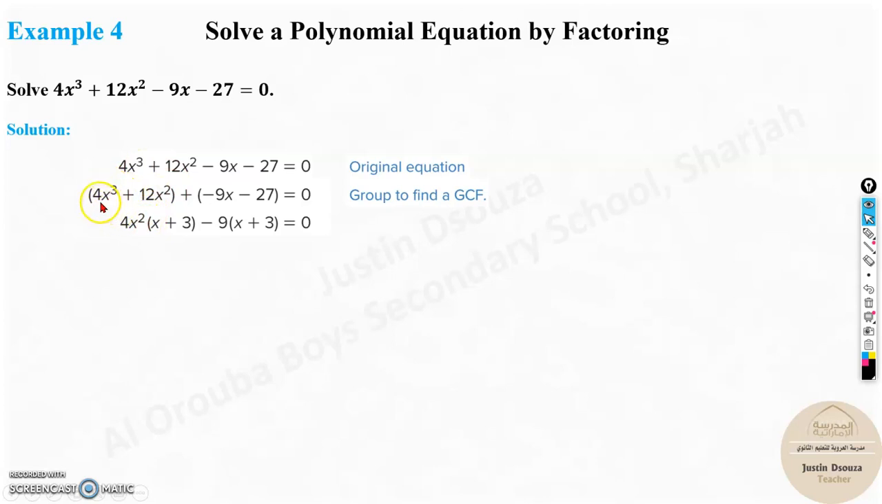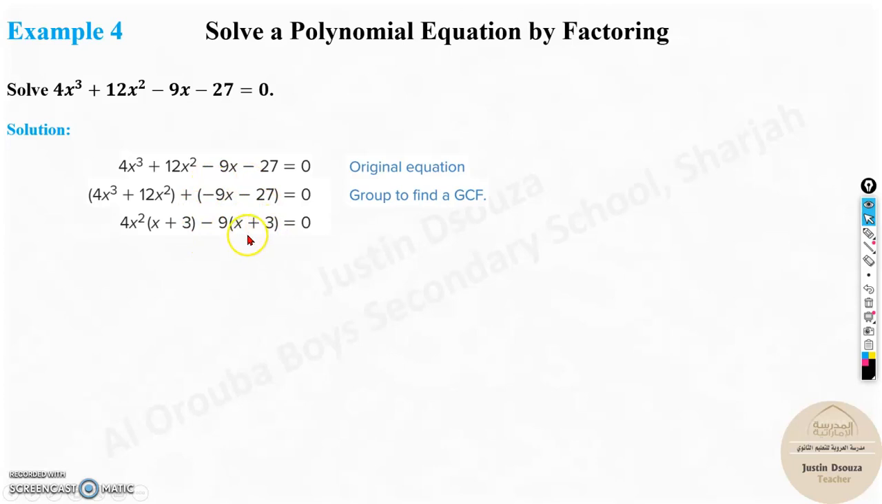So what remains? 4x square is outside, so x remains, and over here 3 remains. 3, in the sense that 4 is gone, so 12 divided by 4 is 3. x square is completely gone, so nothing. Now same thing over here. Remove the negative sign out. You must get the same thing over here. Remove the minus sign out and remove 9 outside. You will get x over here.